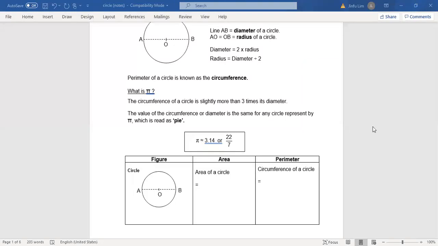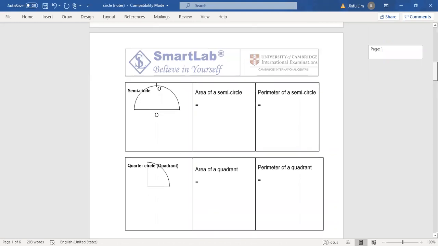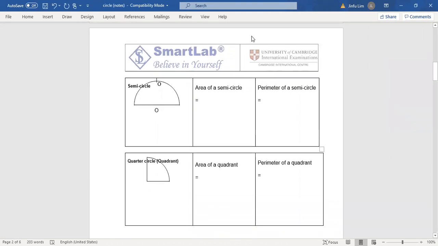Now let us take a look at how to find the area and circumference of a semicircle. Over here it shows a semicircle, which is actually half a full circle. So how do we find the area of a semicircle? The area of a full circle is pi times r times r. So to find the area of a semicircle, you multiply by half in front. So it will be half times pi times r times r.